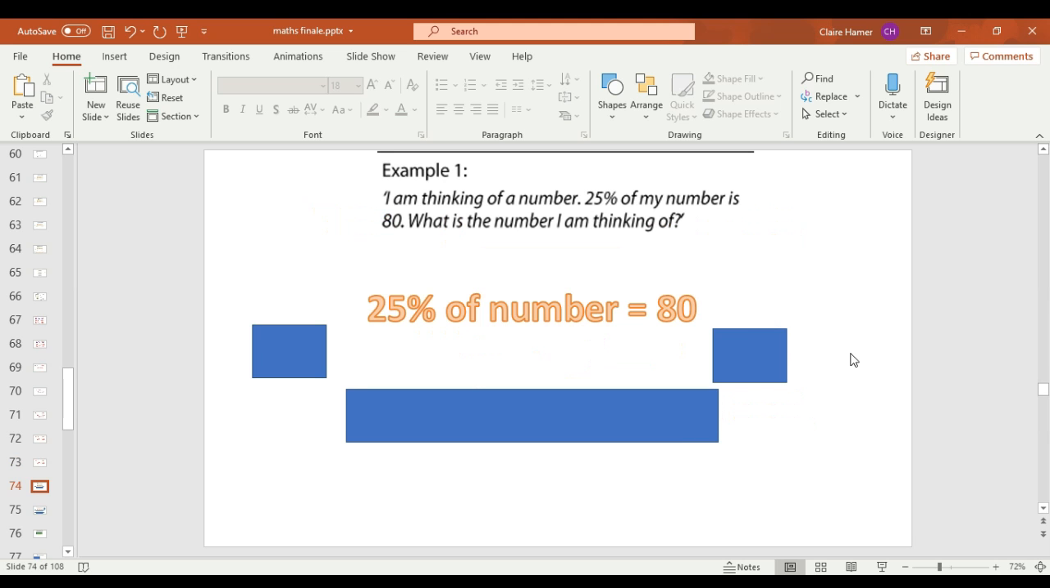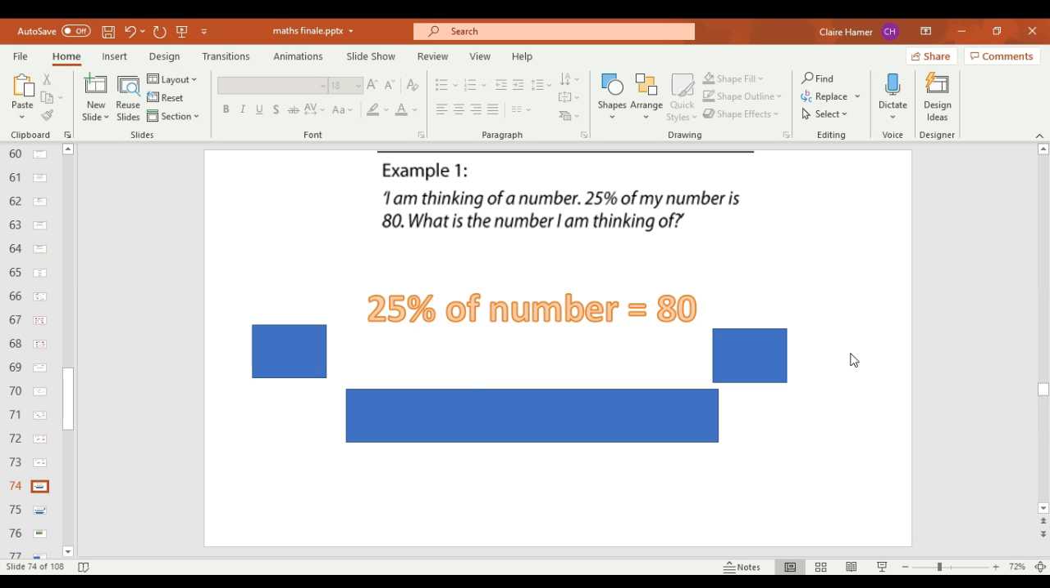So we're going to practice some more of these questions, because if you can master this, it's a brilliant skill to have, and it can help you out in some of the more challenging questions, so some of the higher level questions. Right, I'm thinking of a number. 25% of my number is 80. What is the number I'm thinking of?